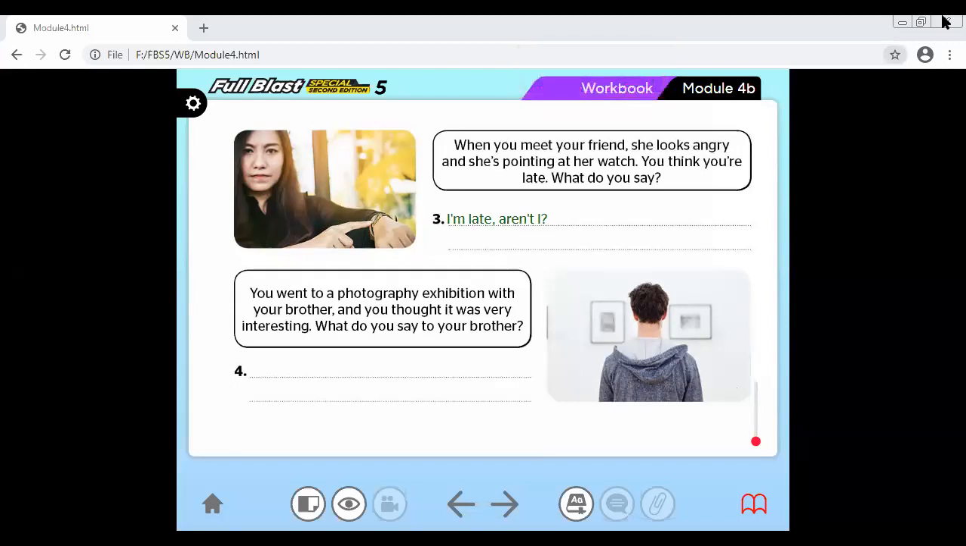Okay, Yusuf, let me make it easier for you. You see this sentence after you thought, I mean, it was very interesting. In the second line, do you see, and you thought it was very interesting? If you see the page of your workbook, it was very interesting. We can use it the same as it is.